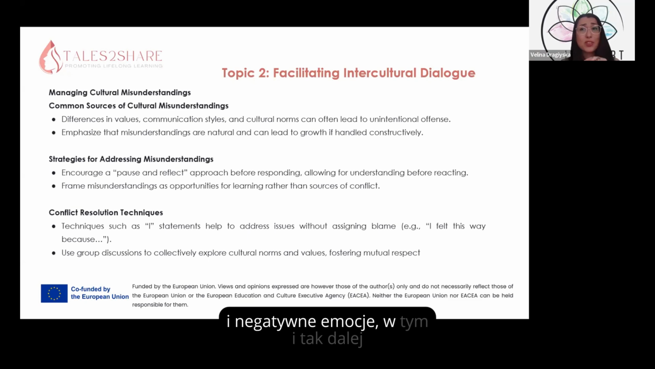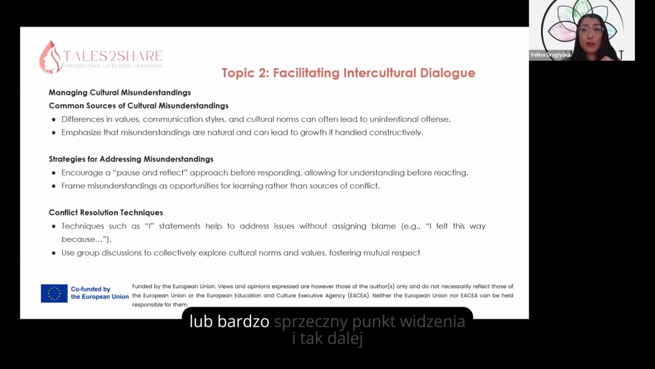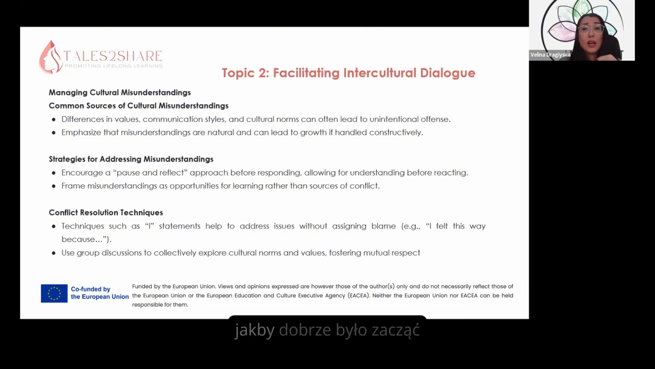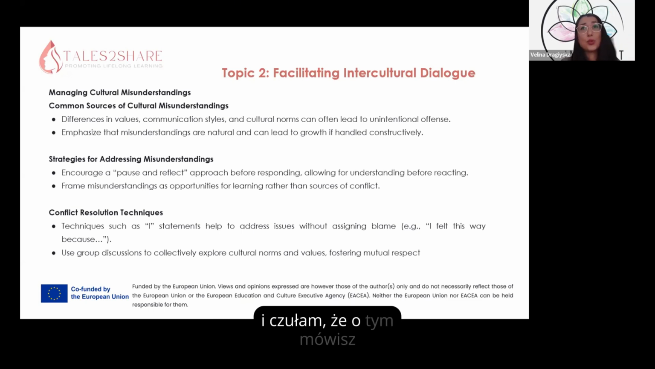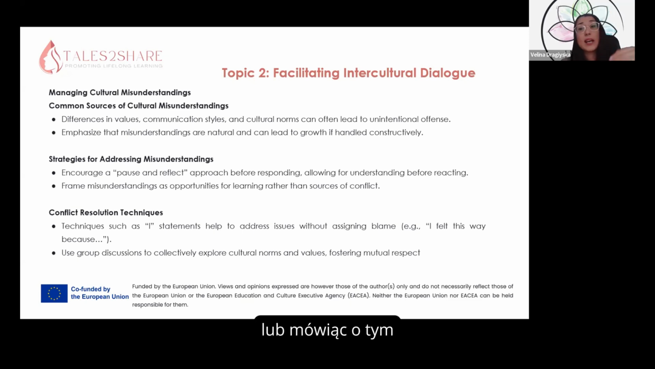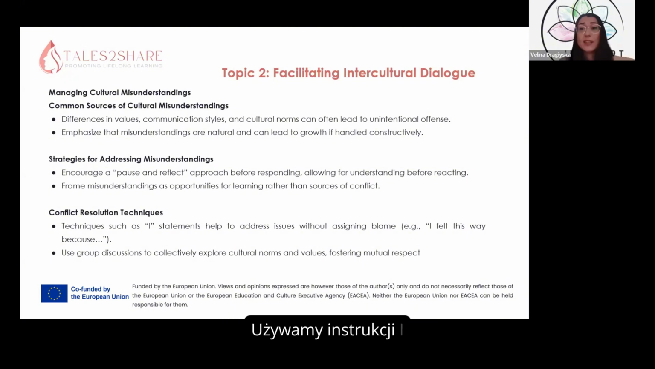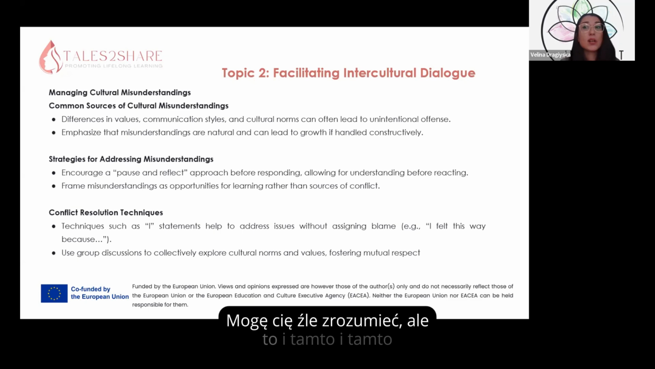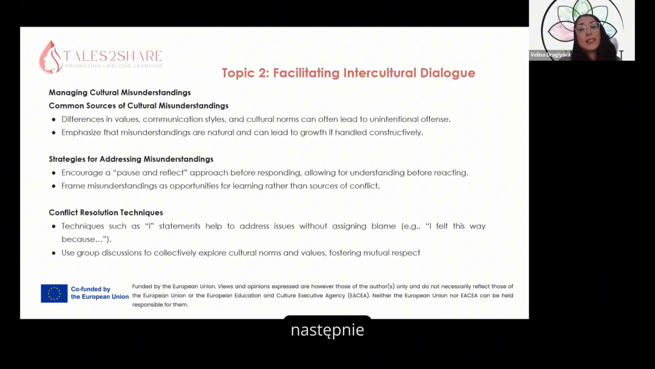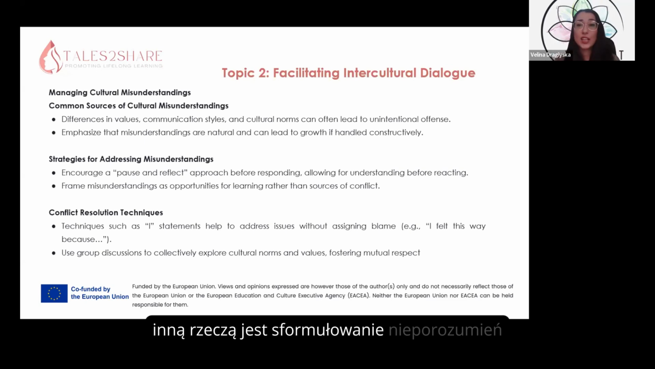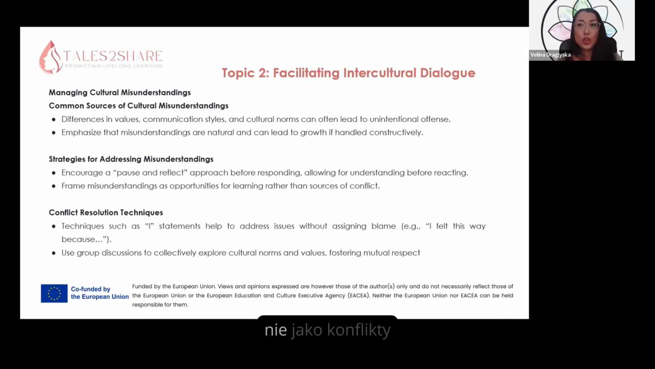and negative emotions, or very contradictory points of view. It's good to start with I felt confused, and I felt that you were speaking about this. I felt you might not consider this. Instead of saying something like you were unclear, you are wrong, and so on, we use I statements. I might have misunderstood you, but this and that. Then another thing is to frame misunderstandings as learning opportunities, not as conflicts.